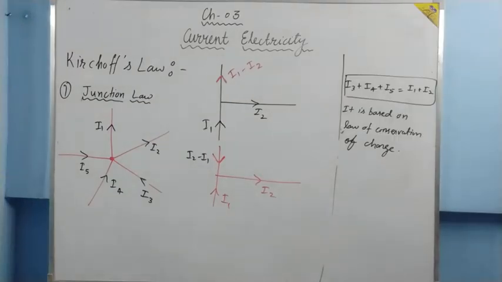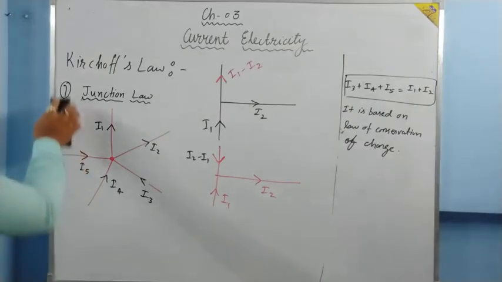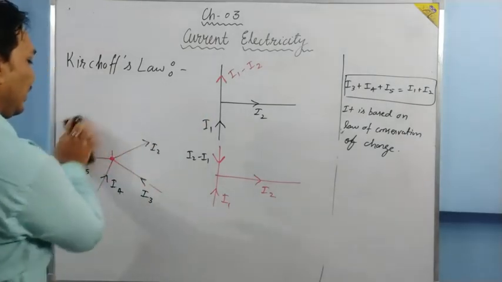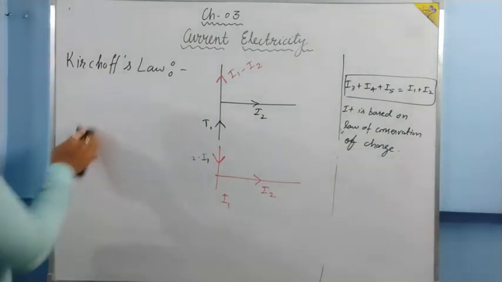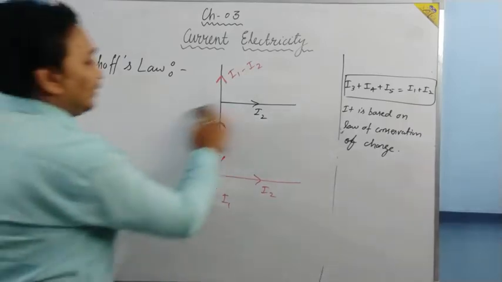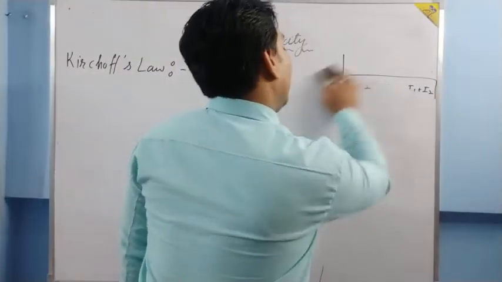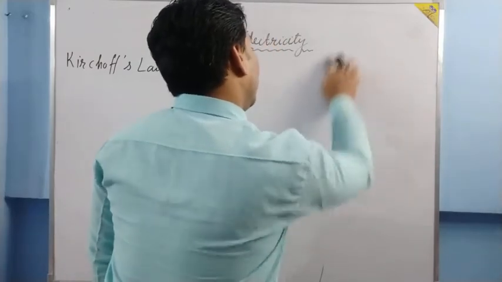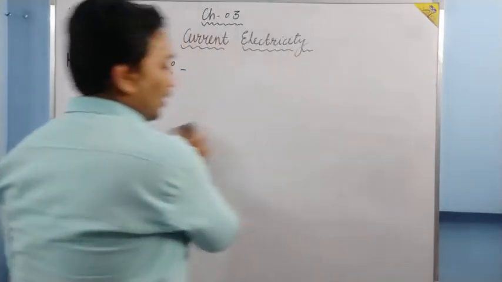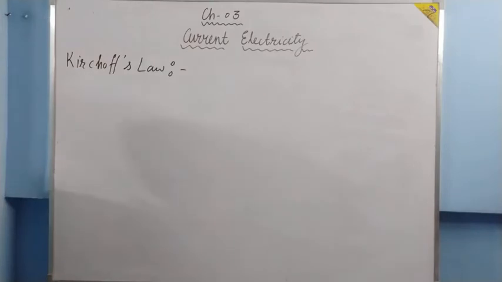So this is how the junction law is used. Now let us move towards the second law, which is very important, and that law is the loop law. But before studying that law, I want you to understand how to write the potential difference across a resistor.